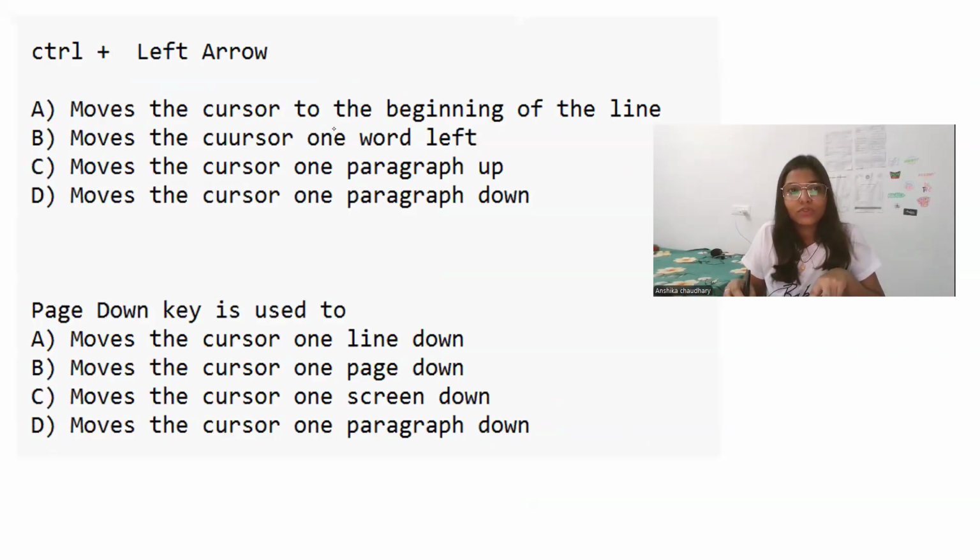Control plus left arrow moves the cursor to the beginning of the line. Moves the cursor, it should be cursor, right? Cursor one word left, or moves the cursor one paragraph up, so it would be one word left. It is similar to Control plus right arrow as we saw. Page down key is used to, simple, page down, one page down will be the correct answer for this question.